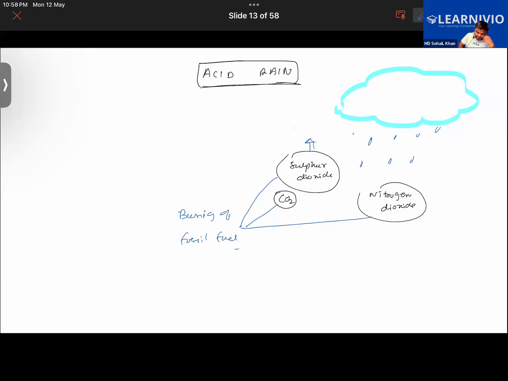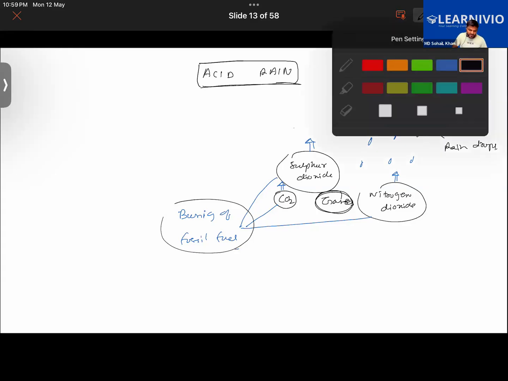So they are rising up, and as they rise, they mix with the raindrops. Before this, the rainwater was good. It was clean. But what has happened? These pollutants, namely sulfur dioxide, carbon dioxide, and nitrogen dioxide, all of these are different types of gases, and they are getting mixed with the raindrops, and then they form acids.